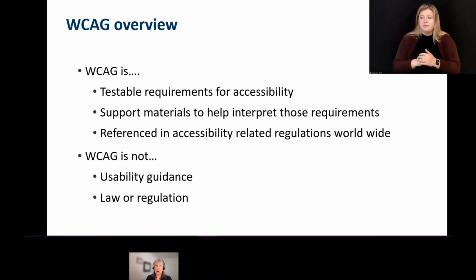It should, in some ways, disproportionately help people with disabilities to be accessibility guidance. It is also not law or regulation. It is produced by the W3C, and it is referenced by law and regulation, but that's not something the W3C does. Can you go to the next slide, please?